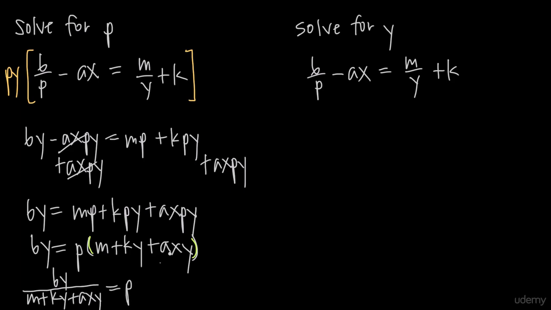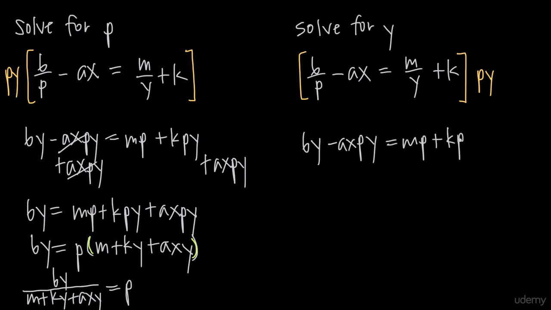Now we're going to follow this same process no matter which variable we're solving for. So we could also solve this equation for y. We want to do the same thing. We want to find a common denominator and multiply both sides by the common denominator for all of the fractions in the equation. And of course our common denominator is still py. That doesn't change anything. So when we multiply through by py, we're going to get the same thing we got before. 6y minus axpy is equal to mp plus kpy.